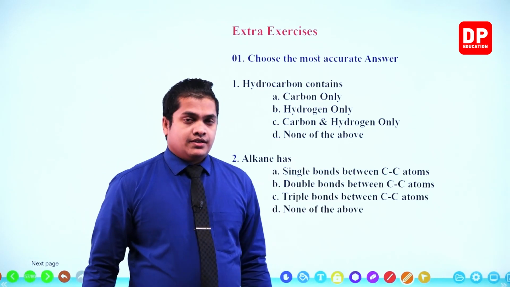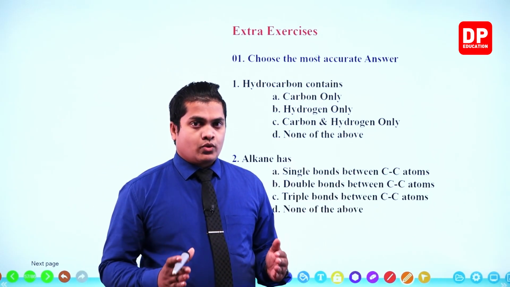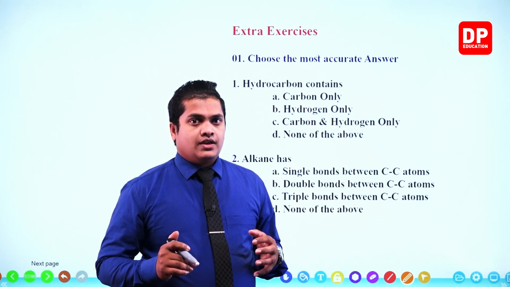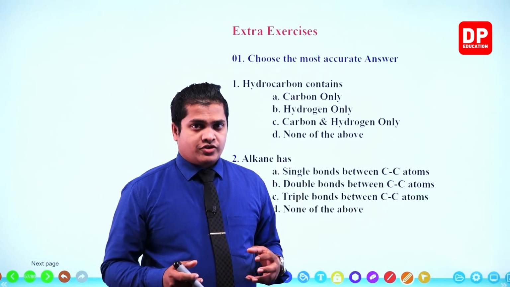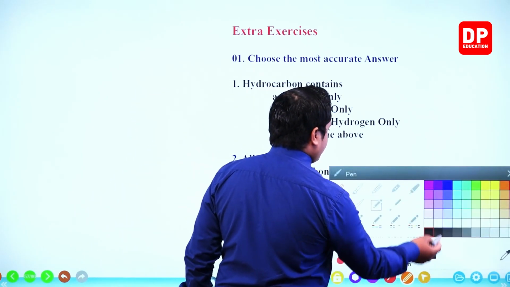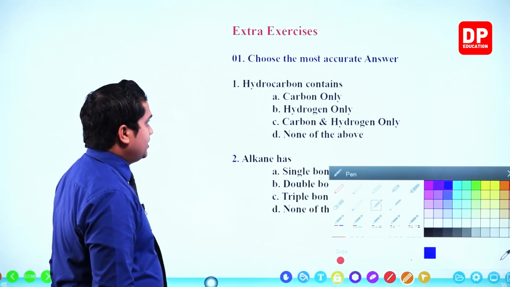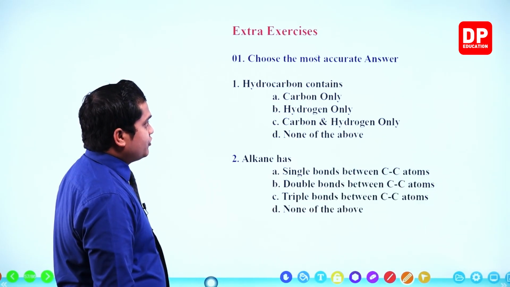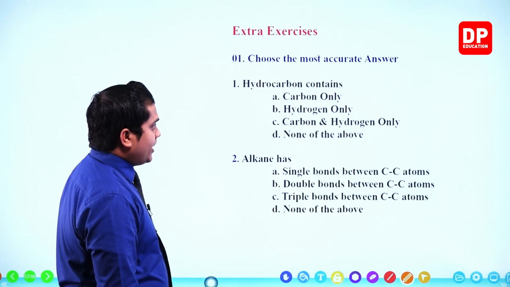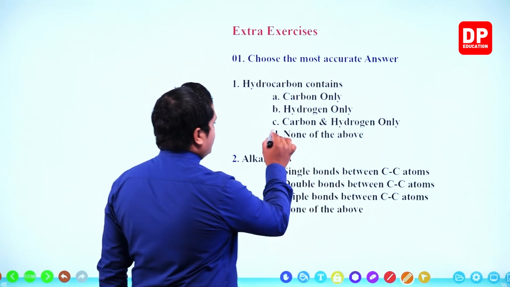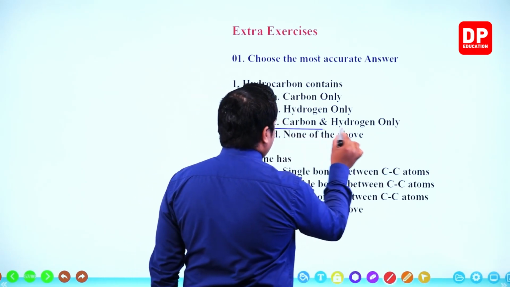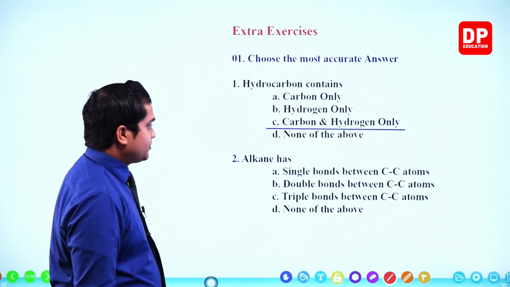So, we have answered all the questions related to the textbook. Right? Now, it's time to discuss several extra questions related to the lesson part, my dear children. Right then. So, let's see the extra questions. First of all, you are given a question, hydrocarbon contains. In here you have to choose the most accurate answer. Hydrocarbon contains carbon only, hydrogen only, carbon and hydrogen only, right? So, hydrocarbons contain carbon and hydrogen only. This is our answer.